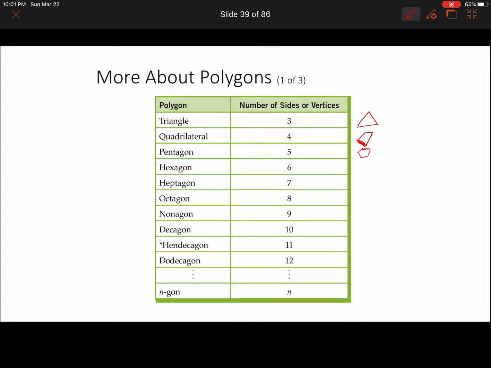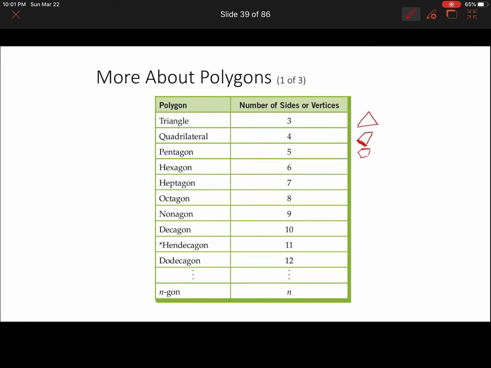A nonagon has nine sides. That's one that's not super common either. And then a decagon has ten sides. A hendecagon has eleven sides. This is also one that we don't see very often. This is very, very uncommon that we would deal with a hendecagon. But again, it is one that has a specific name. And then if it has twelve sides, it's what we call a dodecagon.